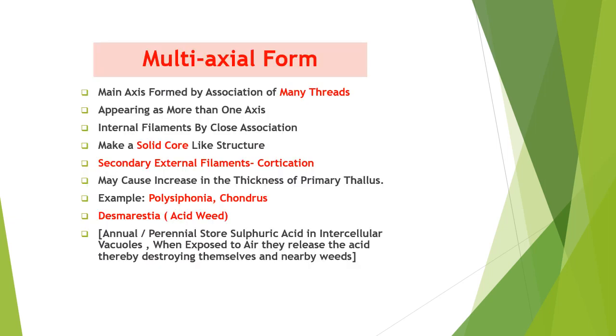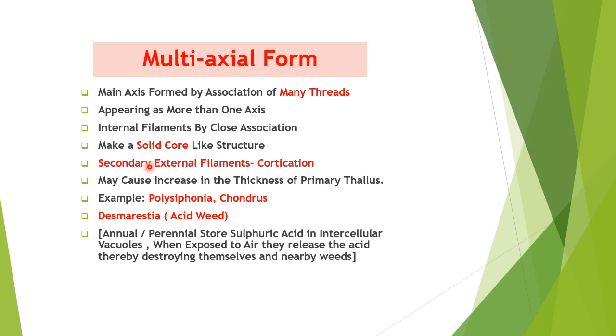So we also have the multi-axial form. Multi-axial form is basically where the main axis is formed by association of many threads. So here it is a number of threads together, appearing as more than one axis. Internal filaments, by close association, make a solid core-like structure. So here we have a number of threads together.